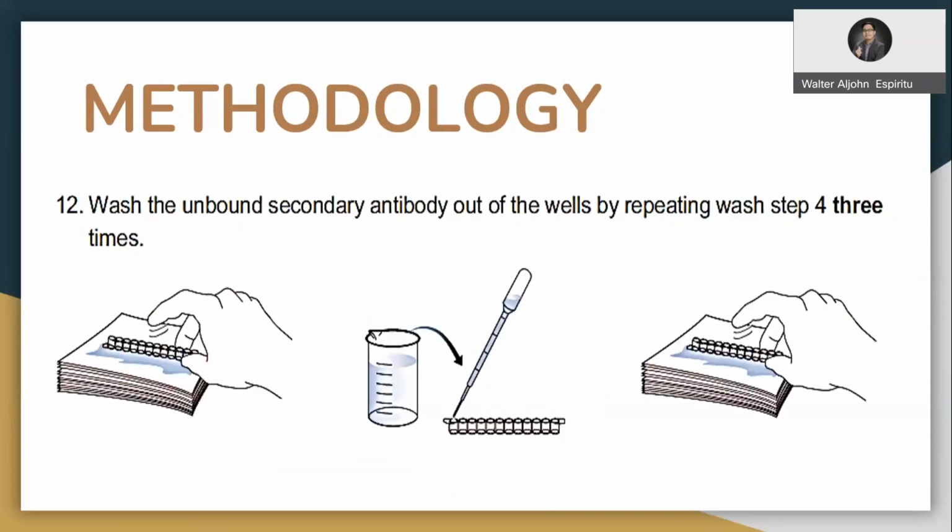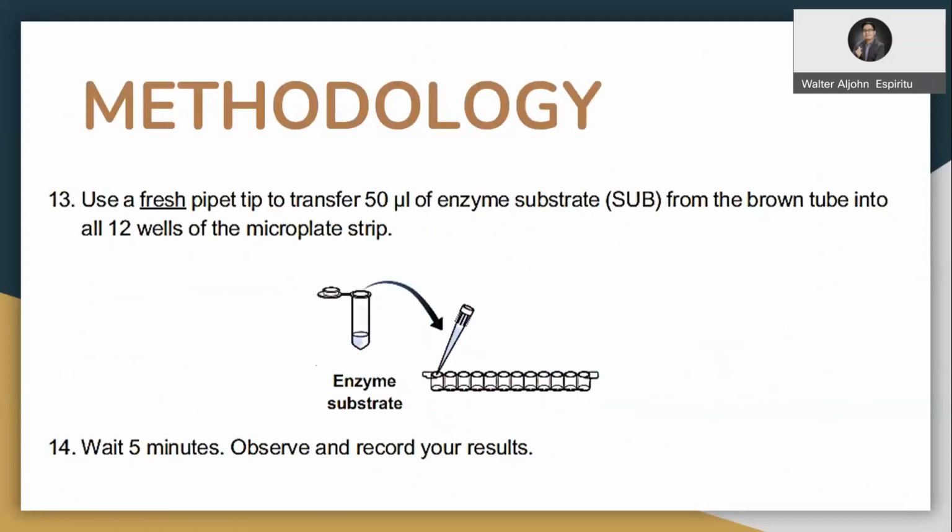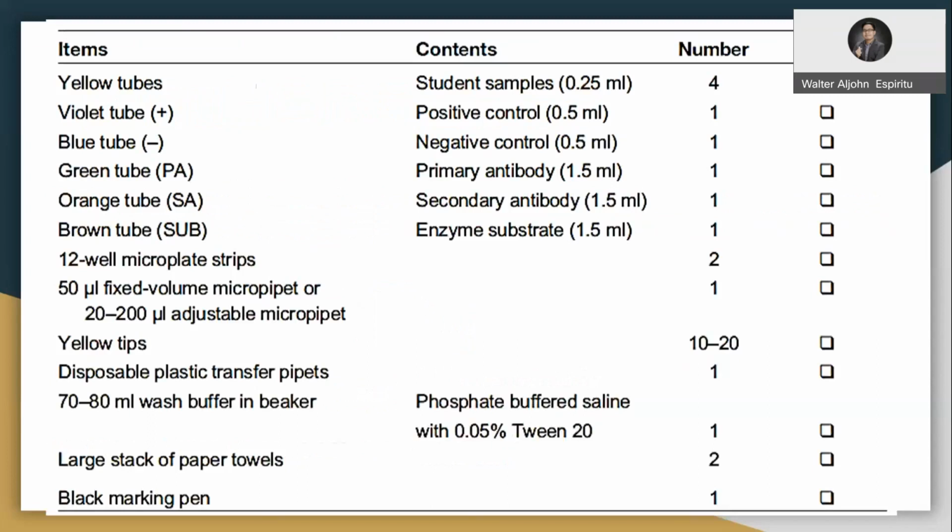Then wash the unbound antibody out of the wells, and repeat the washing step 3 times. As much as possible, repeat it 3 times in order to ensure that everything is removed. Next, add the substrate from the brown tube to the 12 wells. Then, just like last time, wait for 5 minutes and observe for the results. Here is a summary of the tubes, their contents, and their particular numbers.